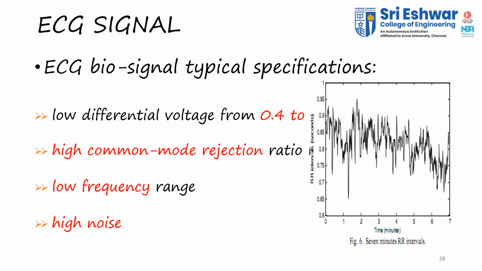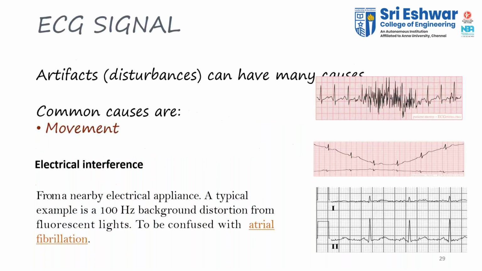So low differential voltage from 0.4 to 0.95. Okay, and high common mode rejection ratio, low frequency range, high noise. These are the specifications of ECG signals. Okay, so high common mode rejection ratio, so that the noise will be eliminated, and low frequency range, high noise. Okay, it is very sensitive to high noise.